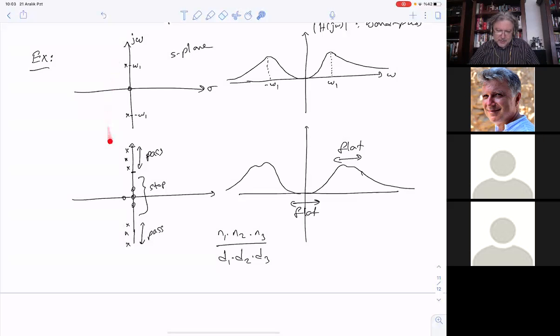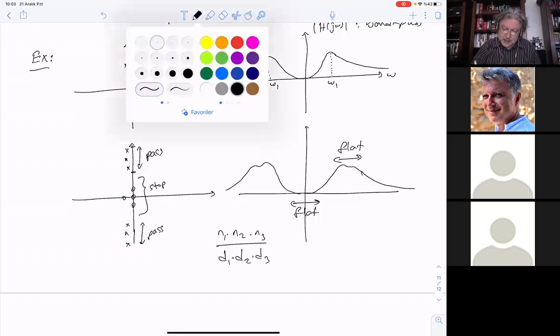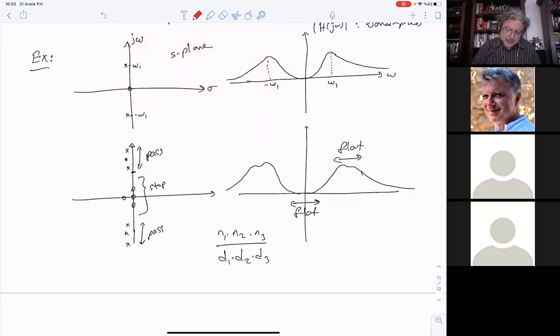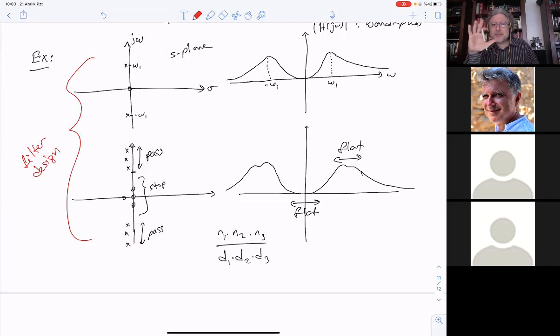This design issue of locating poles and zeros is a very nice and valuable tool that every signal processing student is expected to learn. It's called filter design. So what we are doing here is filter design. We're just locating the poles and the zeros and looking at their frequency responses. We are designing these filters.